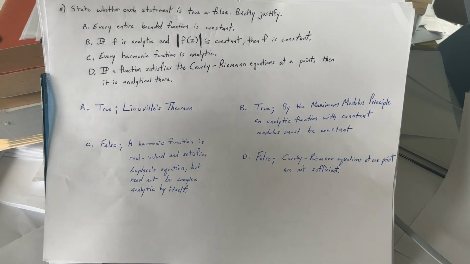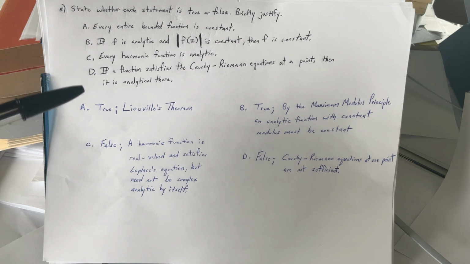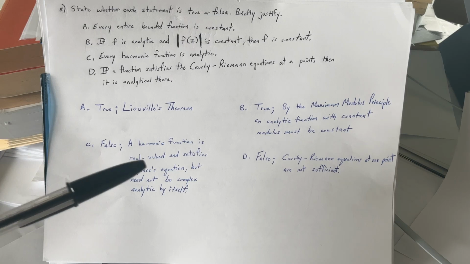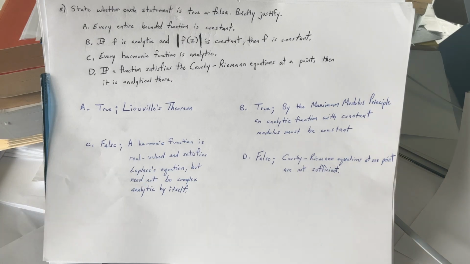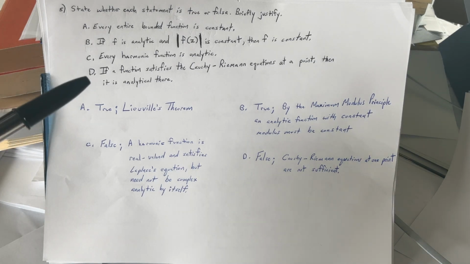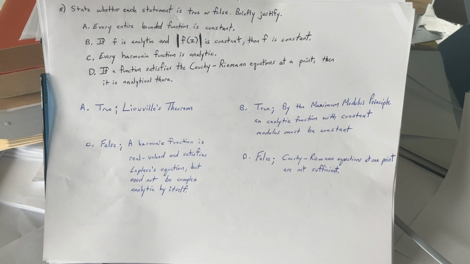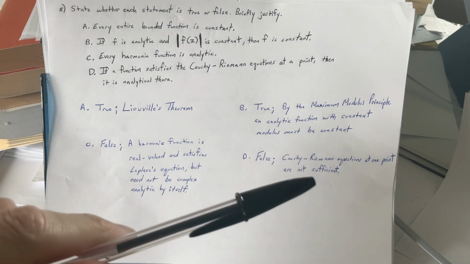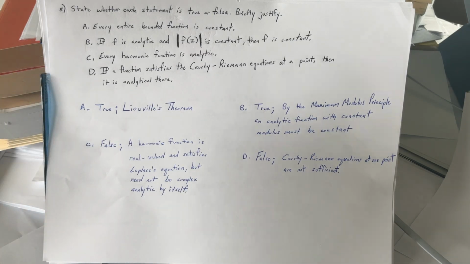An analytic function with constant modulus must be constant. For letter C, every harmonic function is analytic. Well, that's false. A harmonic function is real valued and satisfies Laplace's equation, but need not be complex analytic by itself. And letter D, if a function satisfies the Cauchy-Riemann equations at a point, then it is analytic there. That is also false. Cauchy-Riemann equations at one point are not sufficient to justify that statement. So that takes care of number 5.